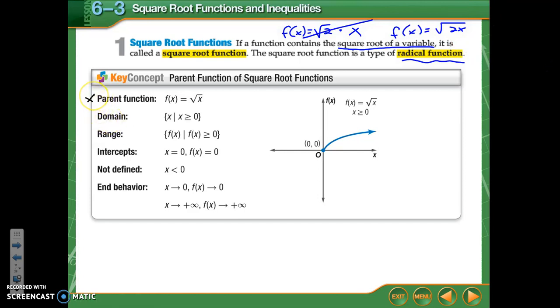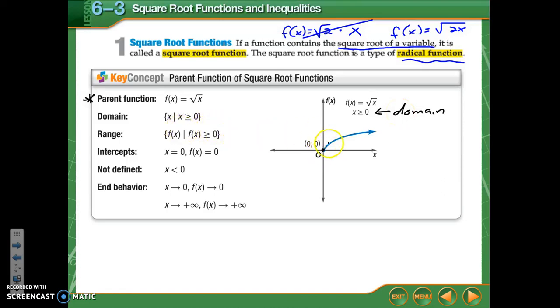So let's take a look at our parent function. The parent function of a square root function is f of x equals the square root of x. The graph looks like this. It starts at 0, 0, because when I plug in 0, I get 0. I cannot plug in negative numbers because then I would get imaginary numbers, and I can't graph those on the xy axis because the xy axis represents real numbers. So I have to plug in something greater than or equal to 0. So this would be my domain of the parent function.